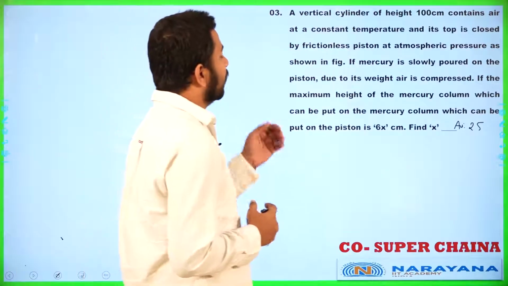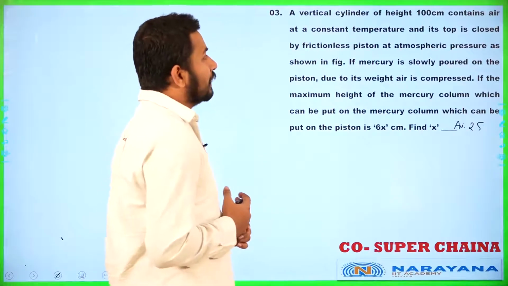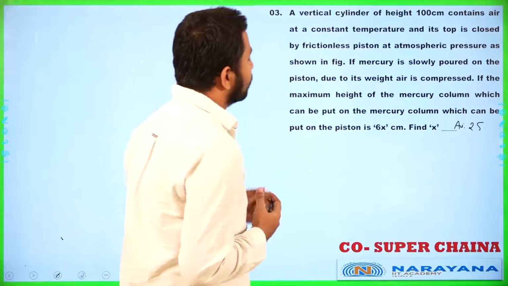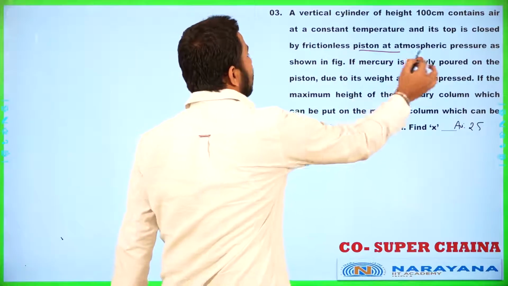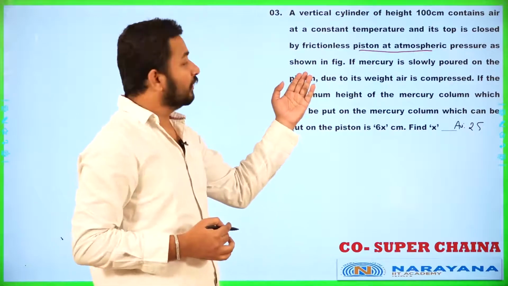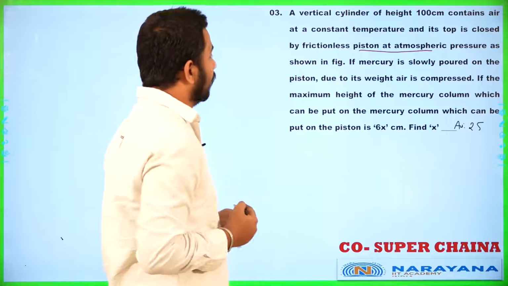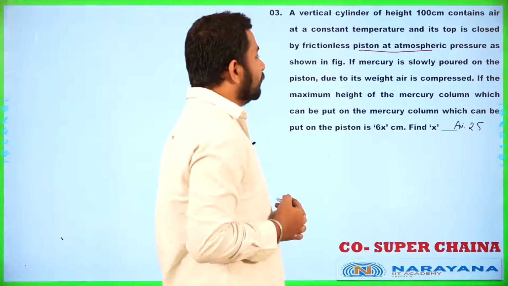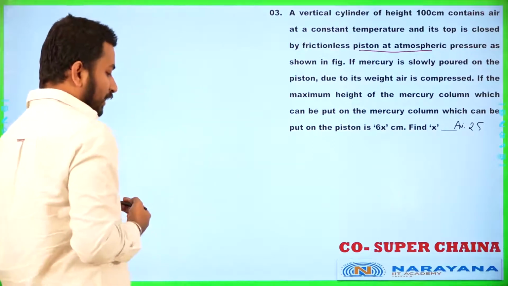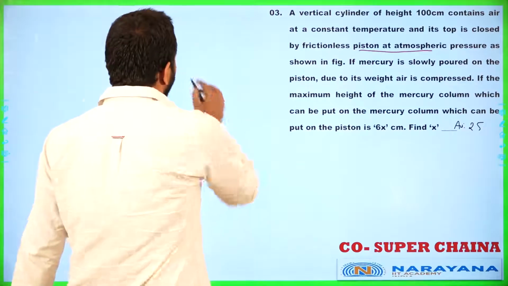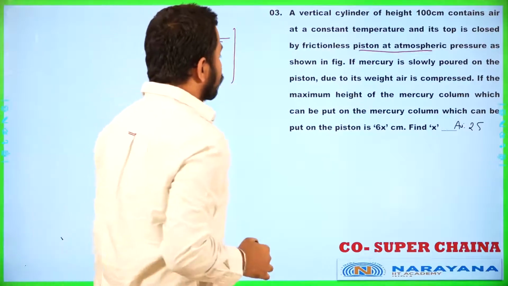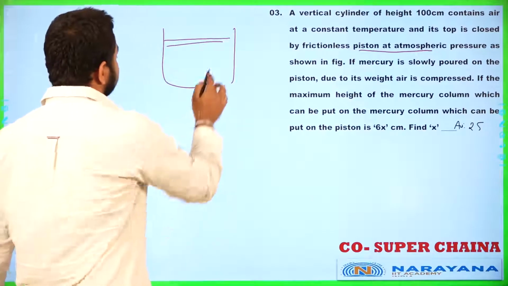The third question: a vertical cylinder of height 100 centimeter contains air at a constant temperature and it is closed by a frictionless piston at atmospheric pressure, as shown in the figure. The figure is not given here, it is missing. If mercury is slowly poured on this, what we have to find is what will happen here. Let's see what will happen.